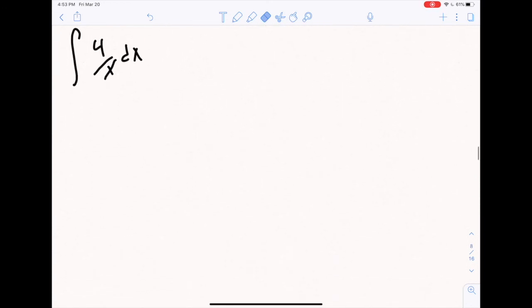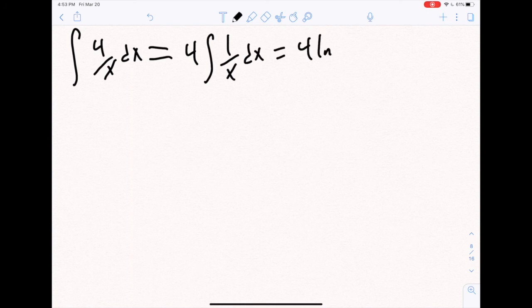The first and easiest example is the integral of 4 divided by x dx. So that's just going to be 4 times the integral of 1 over x dx, which is 4 times the natural log of the absolute value of x plus c.